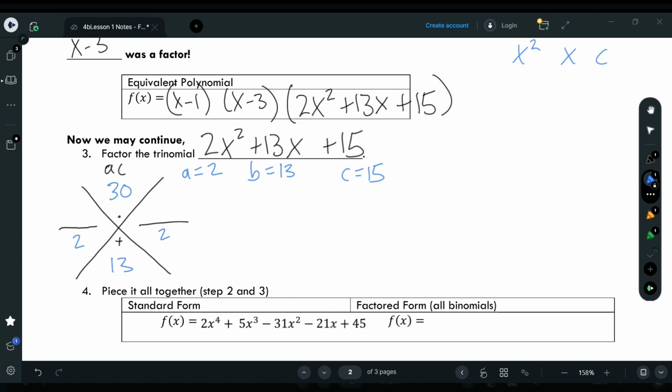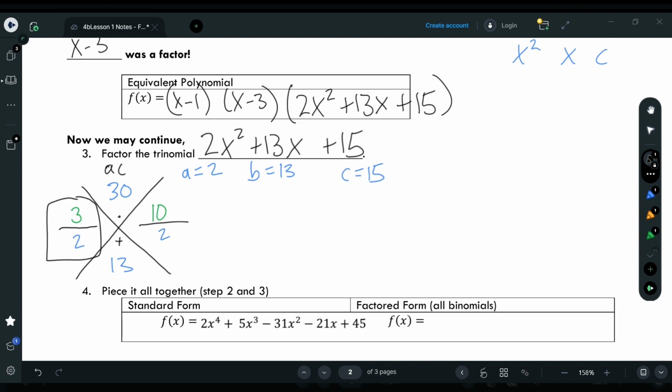So let's see, two numbers that multiply to make 30 and add up to make 13. If you're not quite sure, you can take a look at the factors of 30. But this is going to be 3 and 10. And then important step here, if you can simplify, we need to simplify.